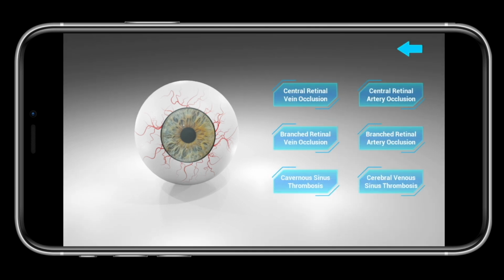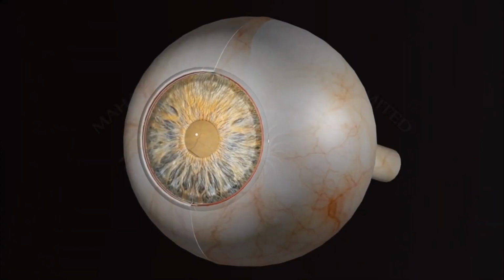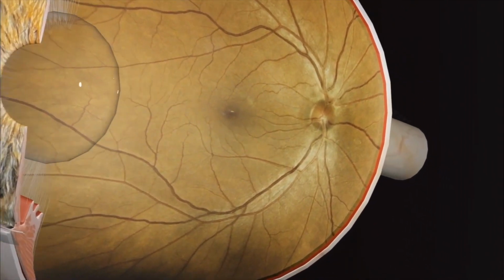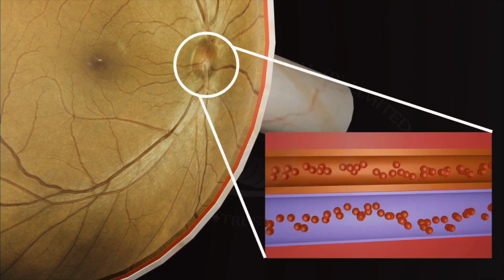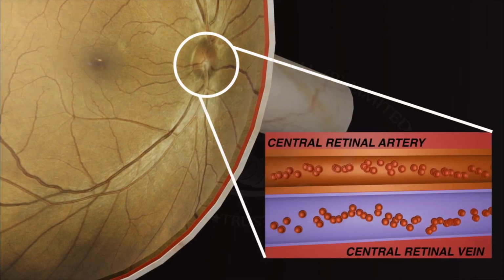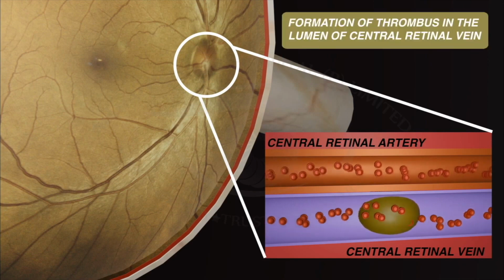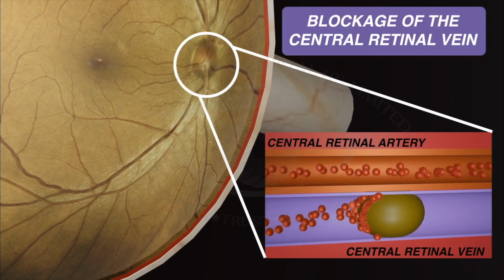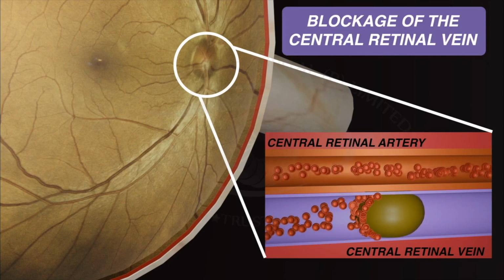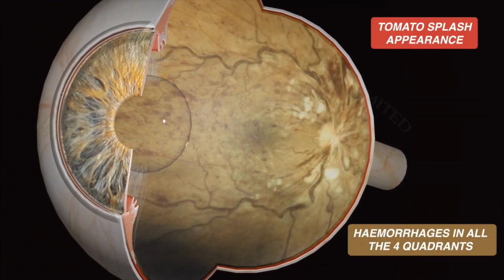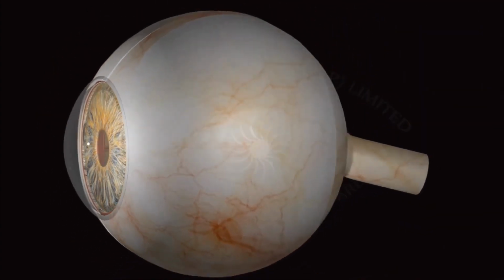For example, if the user chooses the central retinal vein occlusion button, a simple educative video with confocal images is constructed to give an overview of the disease. In the normal fundus, a block diagram animation module is shown for the arterial and venous flow in the retinal artery and vein respectively, followed by the formation of thrombus in the lumen of the central retinal vein, which leads to the blockage of the central retinal vein, which in turn causes the central retinal vein occlusion with tomato splash appearance of fundus with hemorrhages in all four quadrants.